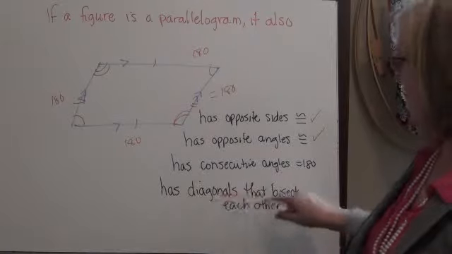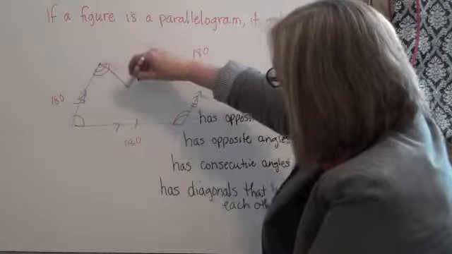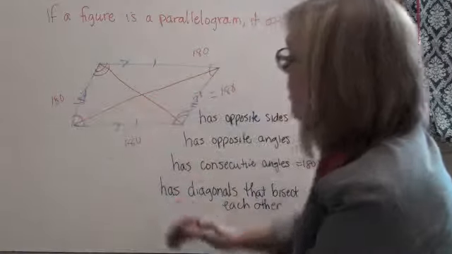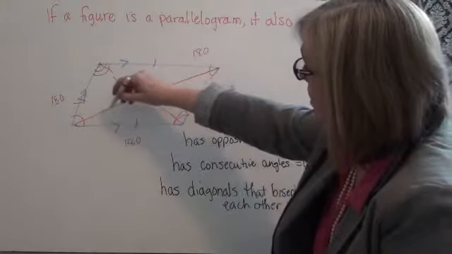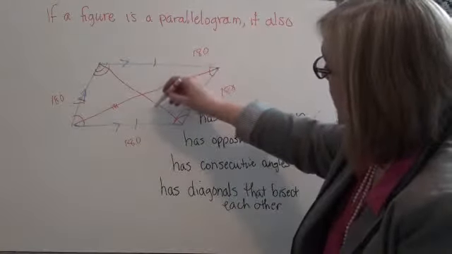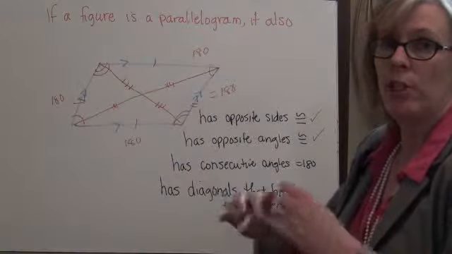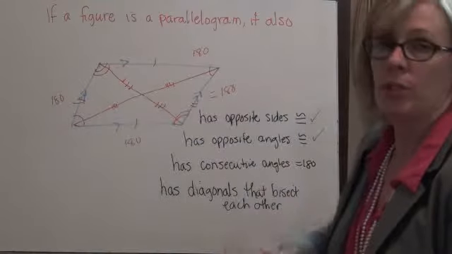It has diagonals that bisect each other. Well, I don't even have diagonals. Let me draw them in. A diagonal goes from corner to corner. Now, if they bisect each other, then I know that this one must be congruent to this one, and this one must be congruent to this one. They aren't congruent to each other. I only have these two pieces that are the same and these two pieces that are the same.